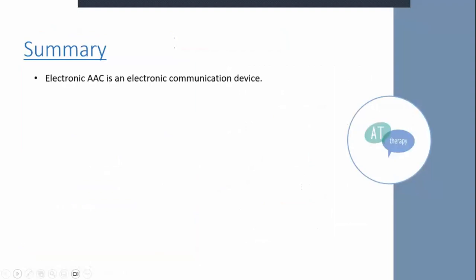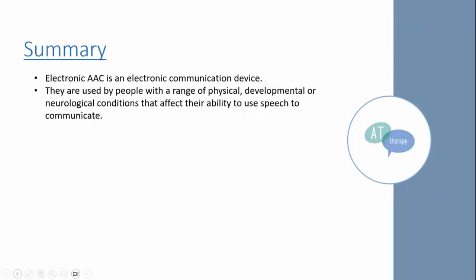So we've discussed electronic AAC and what that is. We now know that it's an electronic communication device. People that use it have a range of physical, developmental, or neurological conditions that affect their ability to use speech to communicate.